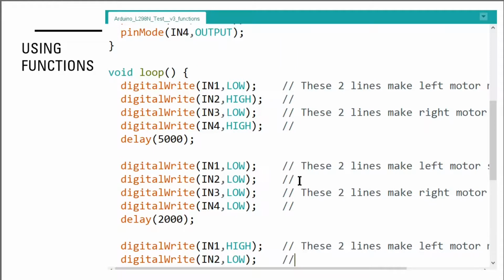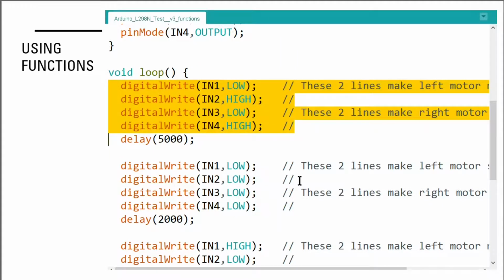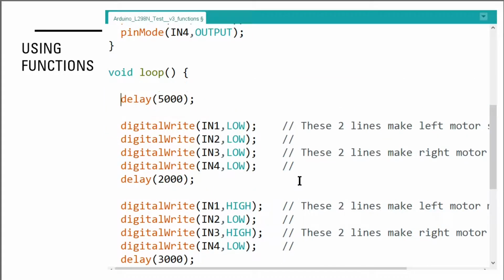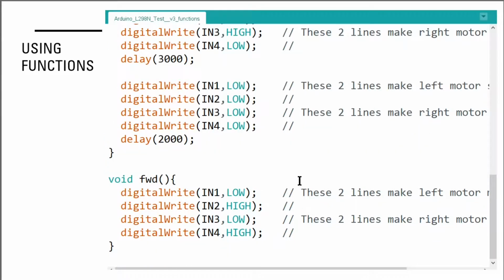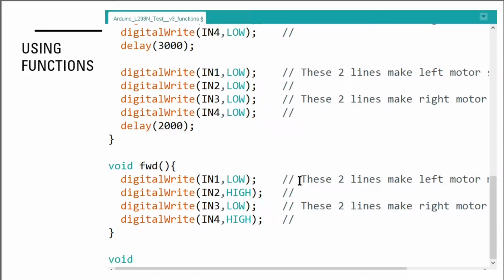Let's scroll back up. Okay, these are the 4 lines of code that we copied into the forward function. We can now delete them, then replace those 4 lines by a call to that function forward, simply by typing the name of the function, open and close parenthesis, and semicolon. Okay, if you remember, these 4 lines make the motor stop. I'll copy them again. You can cut them if you want. Then scroll down to the bottom. Then make another function.